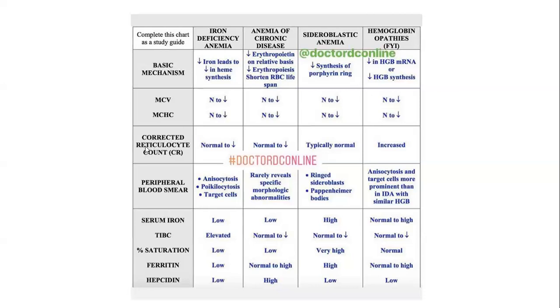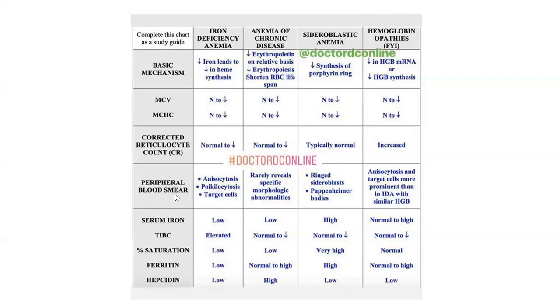So how do we correct the reticulocyte count? The reticulocyte count is the red blood cell stage before mature RBC. Reticulocyte, in iron deficiency anemia, is normal or low. Anemia of the chronic disease, it is normal. Sideroblastic, typically normal. And also peripheral blood smear.